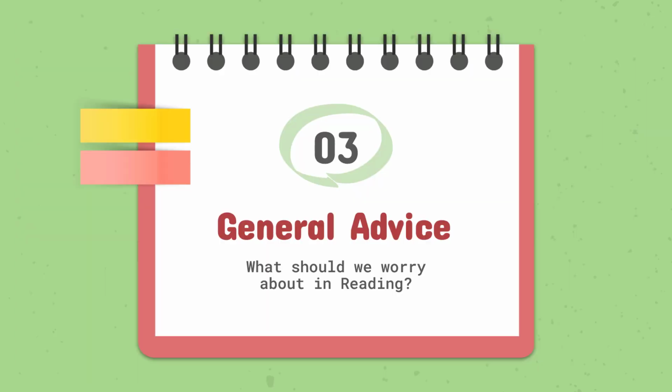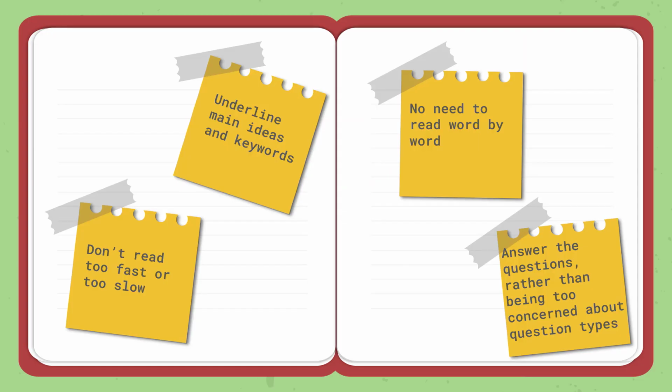And then now that we are done with the question types, we will go to general advice. What should we worry about in reading? Well, most of the time the students read too fast or too slow. They read too fast because they think they need to finish it quickly so that they can answer all the questions. They are hurried, but this way they will lose focus and concentration. They will not understand the word that they're reading.